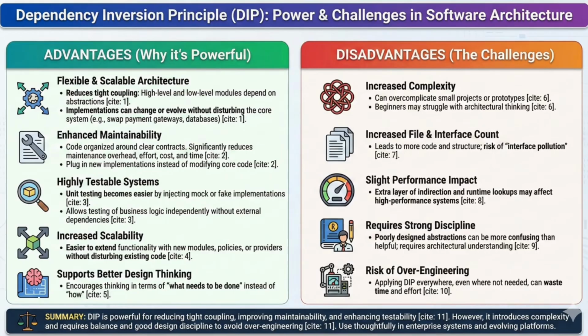When performance needs to be ultra-optimized, developers must carefully decide where DIP is necessary and where direct implementation may be acceptable. Another disadvantage is that dependency inversion requires strong discipline and architectural understanding. If developers create poor abstractions, weakly designed interfaces, or inconsistent contracts, then the system may become more confusing than helpful. Abstractions must be meaningful, stable, and well-designed. If they are rushed or randomly created, the system will end up having too many unnecessary layers, duplicated logic, and unclear responsibilities. This can lead to maintenance pain instead of improvement.